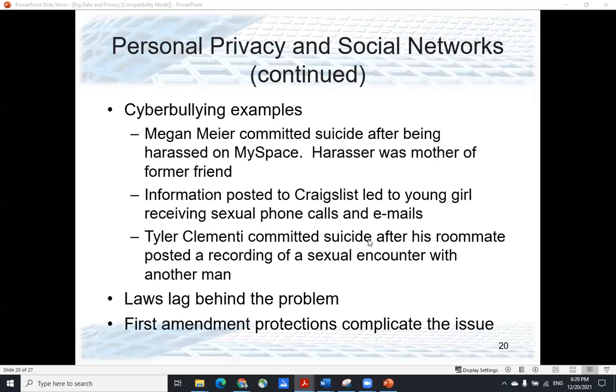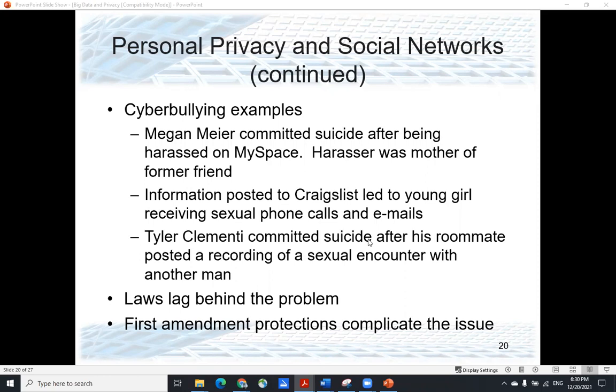So give us some cyberbullying examples here. This person, her name is Megan Meier, committed suicide after being harassed on MySpace. This was just an example of someone who was bullied on social media. And then the information posted to Craigslist, another example, led to a young girl receiving sexual phone calls and emails.